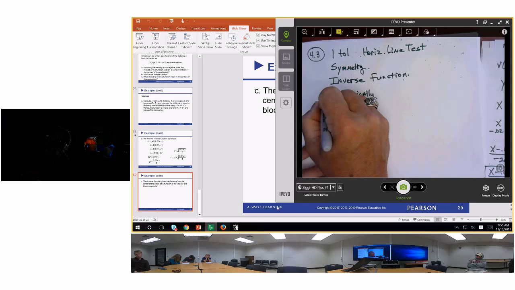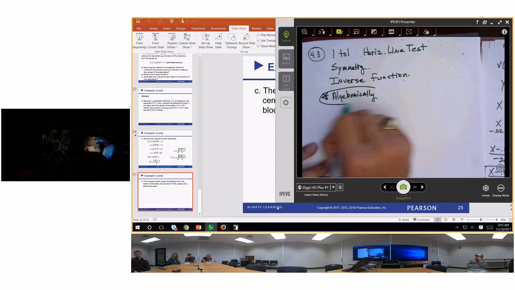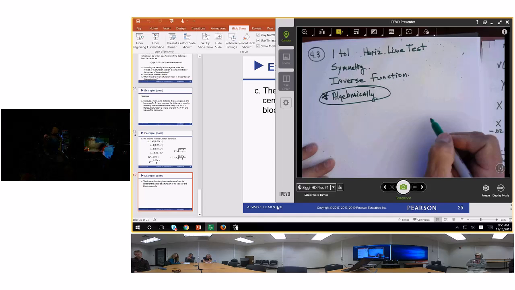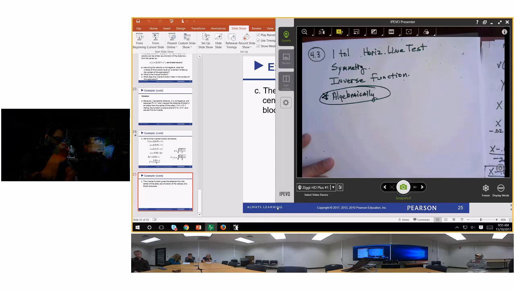Okay, so put a star beside algebraically. Probably talking about 20 to 30% of your test. So if you got 10 questions, there'll be 2 or 3 from this section right here, algebraically, just like the problems we did today. So make sure you can go from a regular function to an inverse function.